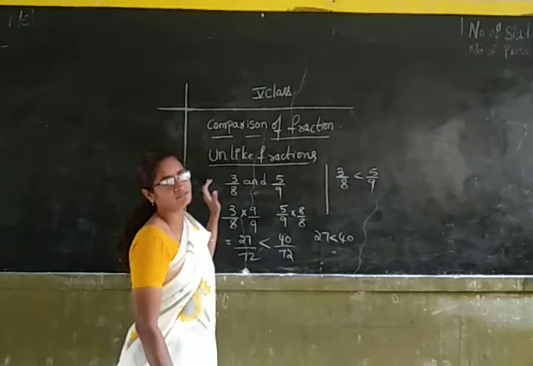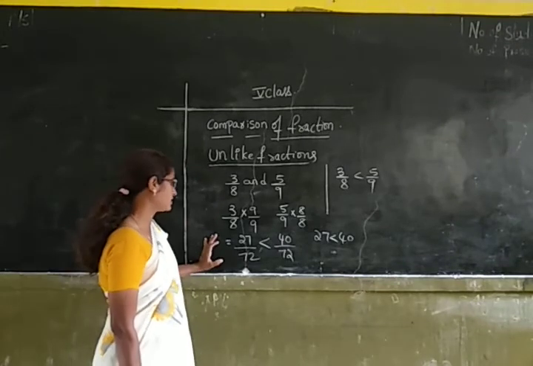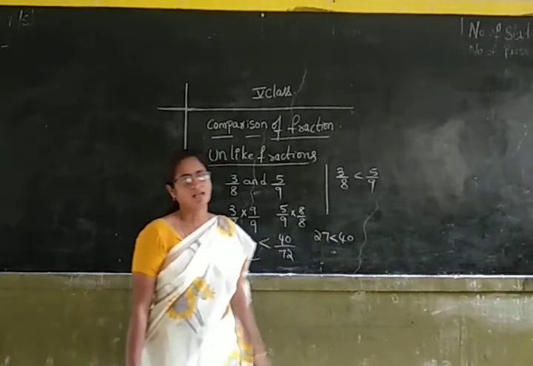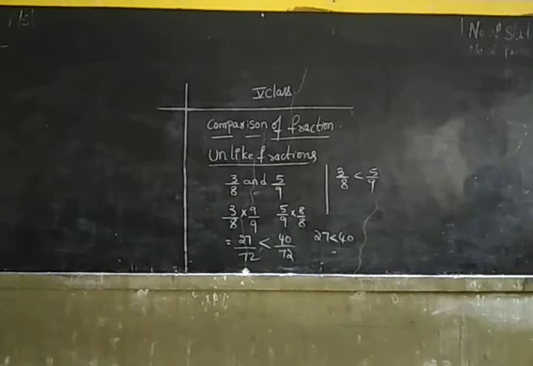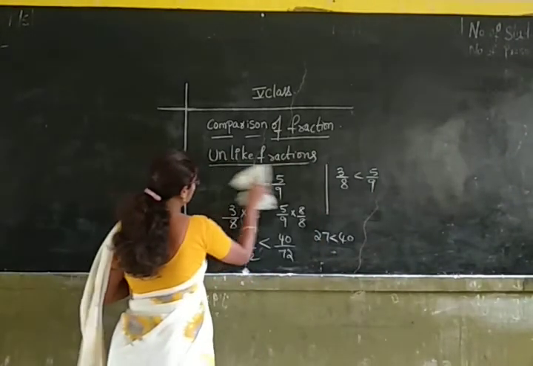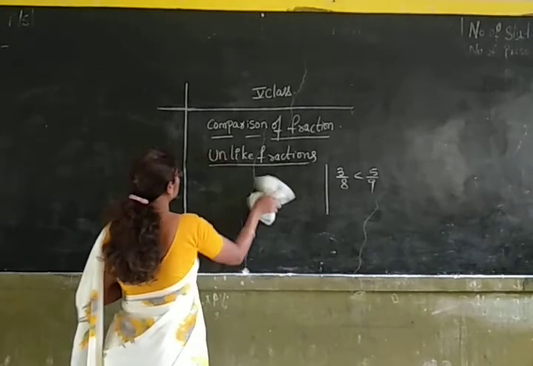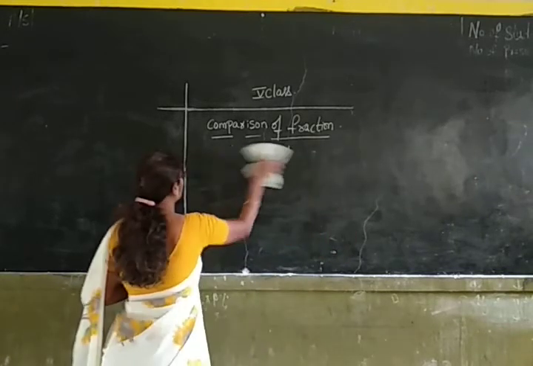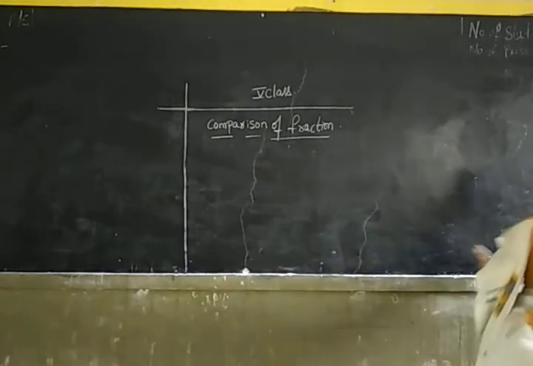Did you understand, children? For comparing the unlike fractions, we have to make them into like fractions. After making them into like fractions, then we have to compare them. So for making the unlike fractions into like fractions, we have to make the denominators same. Okay children. Now let us learn how to compare the mixed fractions.